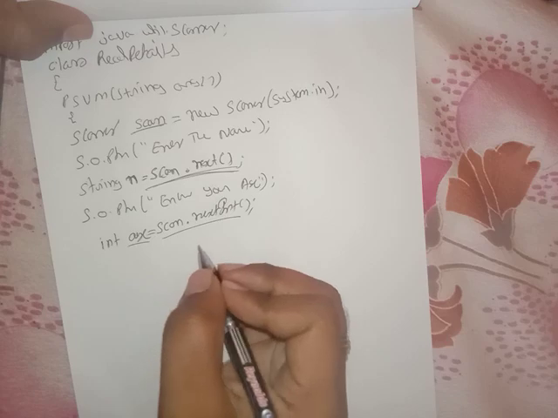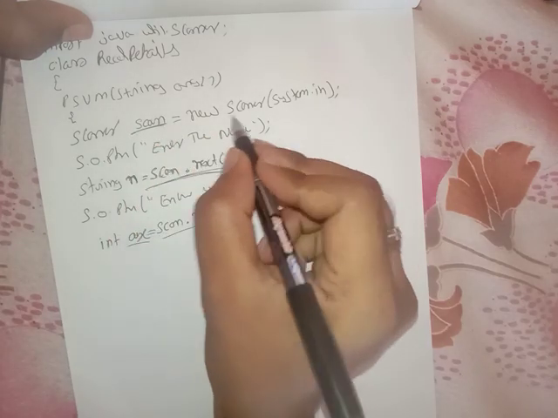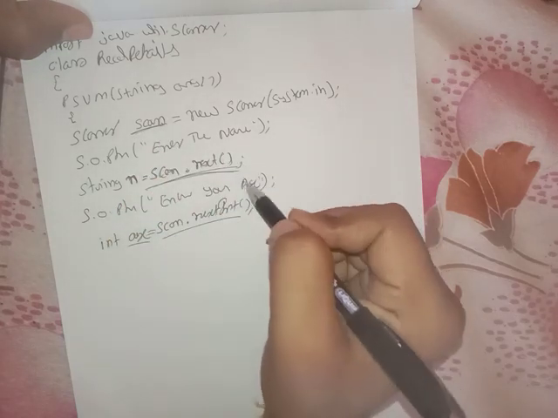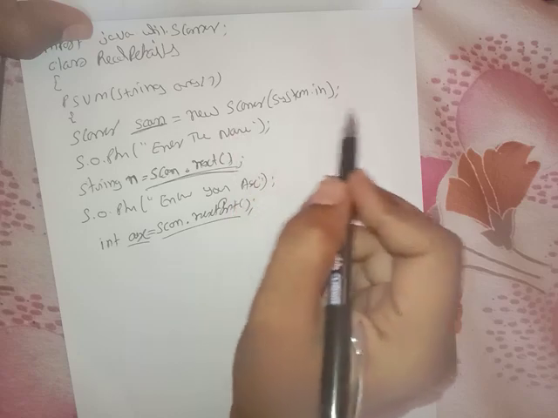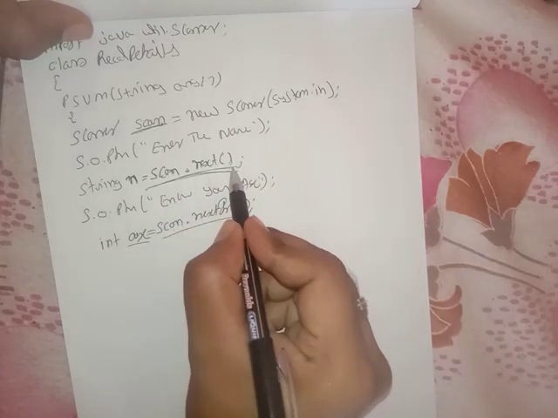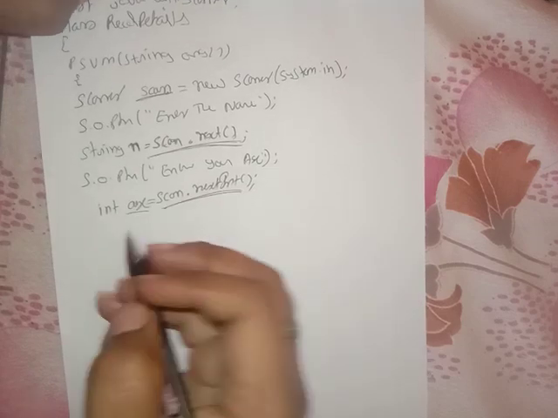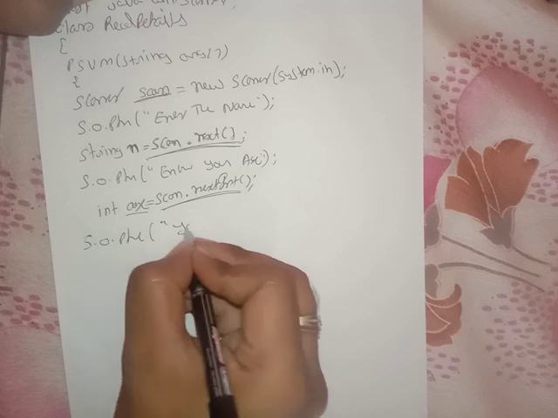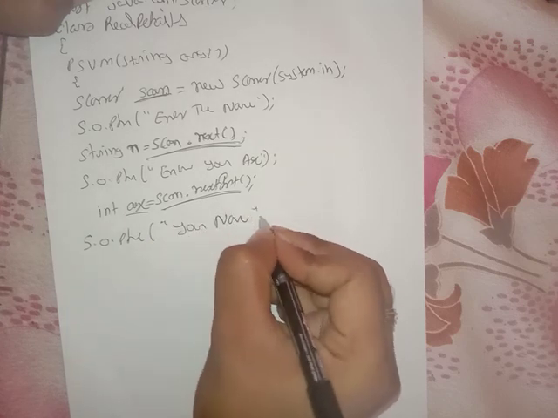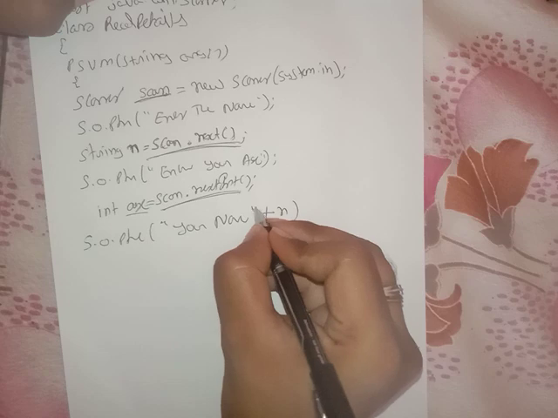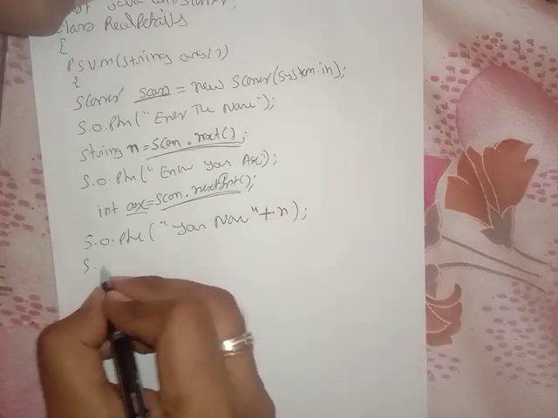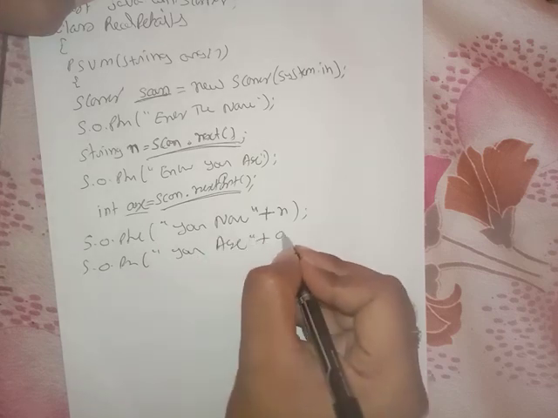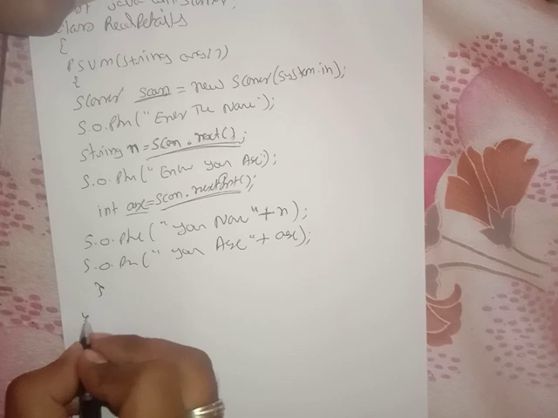See, in your program, whenever you want to call the Scanner class methods, you have to create the object only once. Here I am calling two methods, next and nextInt, but created the object only once. No need to create it two times. After that, you can display: System.out.println your name, present inside which variable? n, concatenated by using plus. And System.out.println your age, present inside variable age. Close the main method and close the class.